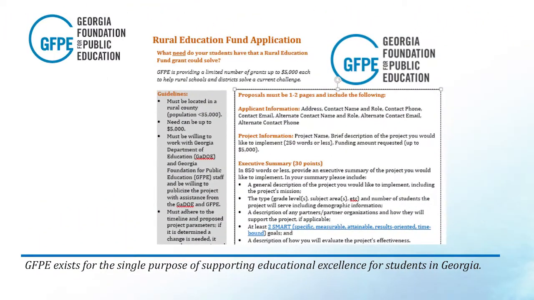The first document is the application. You will type your answers in a 1 to 2 page Word document, answering the questions as they are outlined on the Rural Education Fund application. The application has 7 sections totaling 100 points. We will go over each section now.